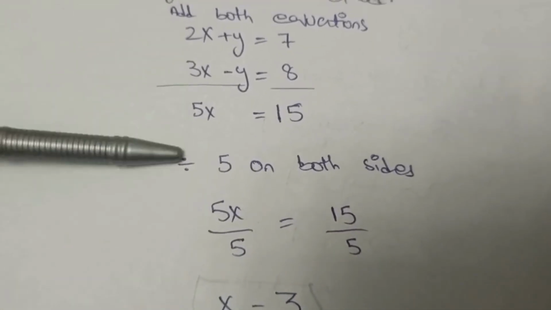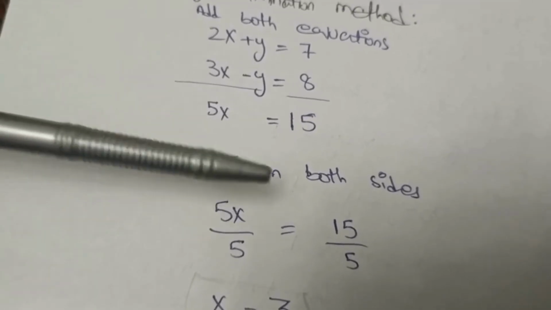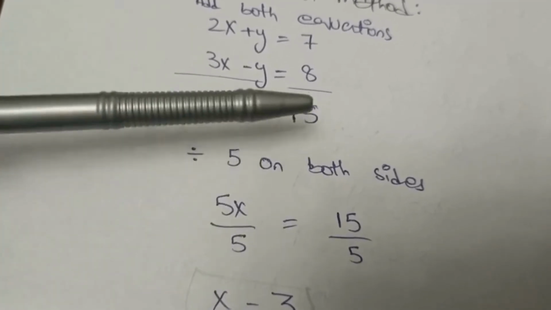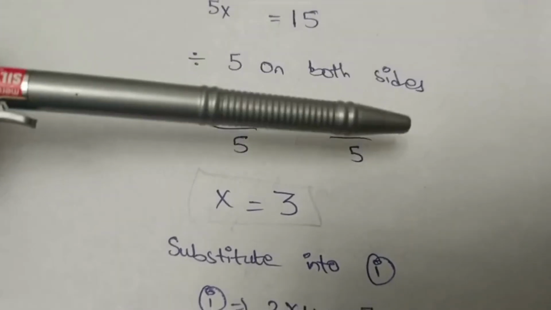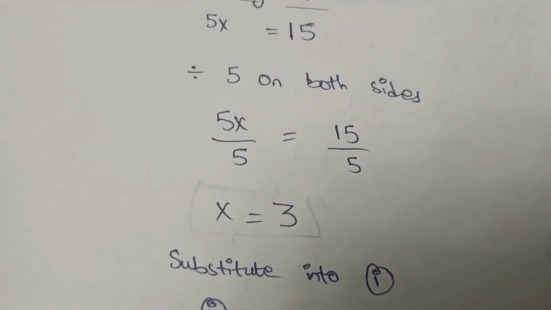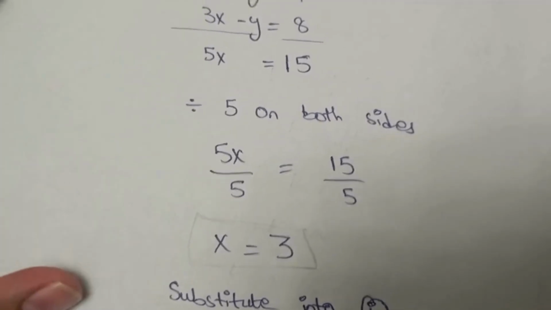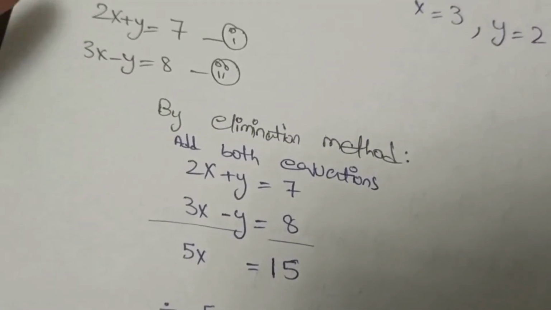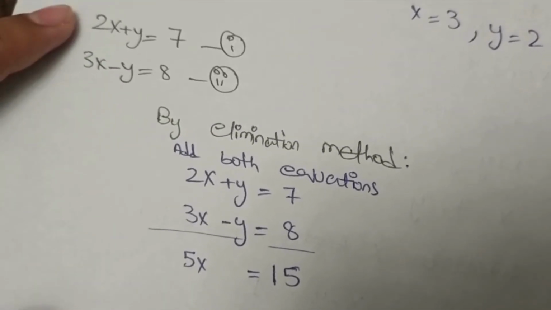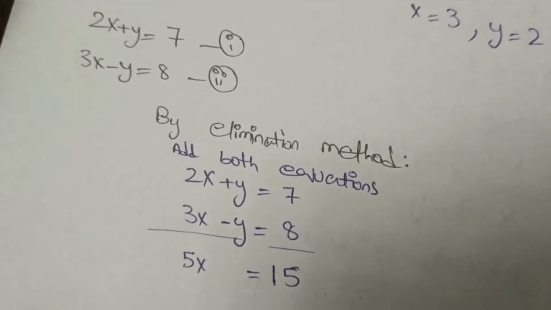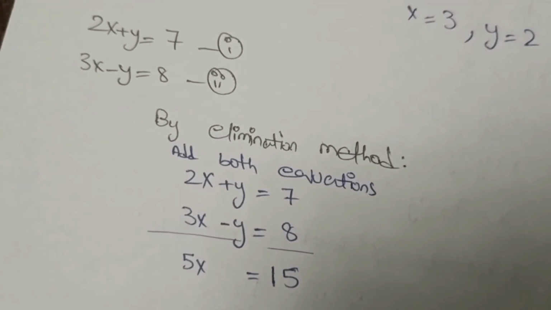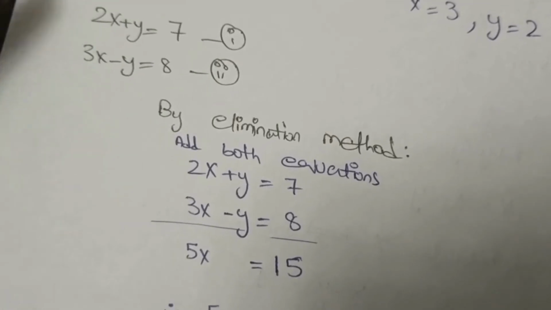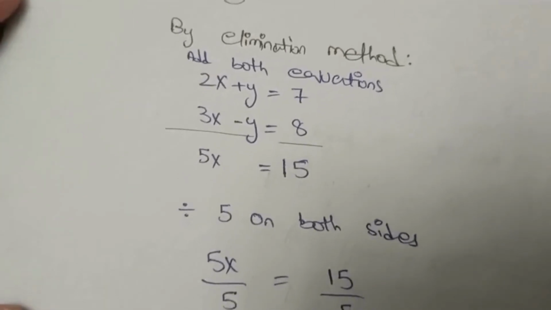So to get rid of the 5, we divide by 5 on both sides. 5x divided by 5 and 15 divided by 5. 5 gets cancelled, and 5 3s are 15. So x is equal to 3. Now we can substitute this value of x into any equation. Right? You could substitute it into 1 or 2. Since we didn't use one equation to get the value of x, we used both, you could put this value into any of the equations. I chose equation 1.